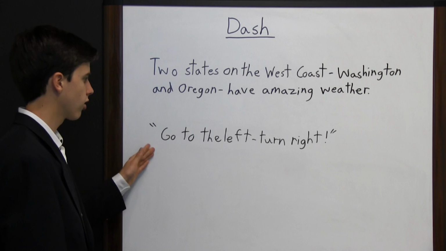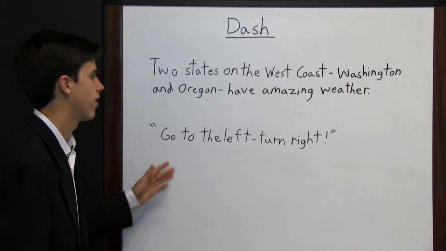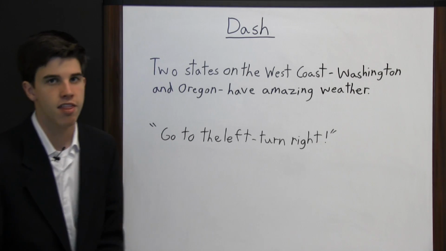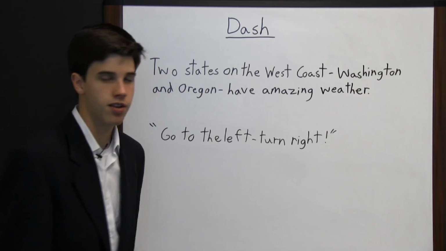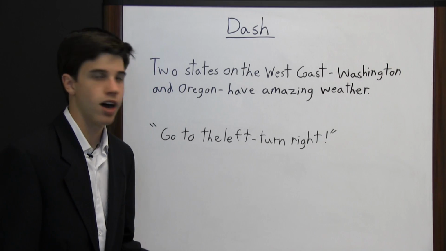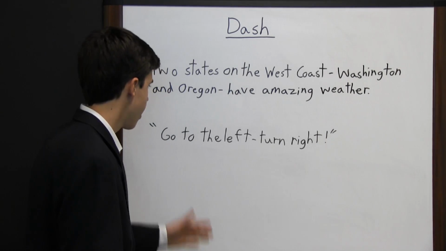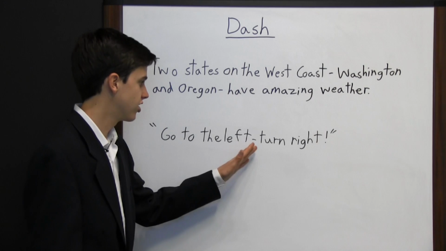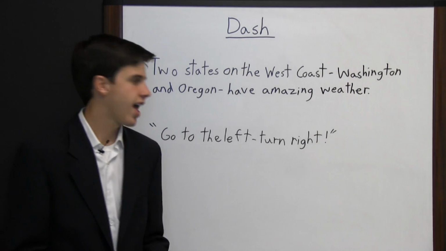Like right here, go to the left, turn right. So right here the speaker is telling the driver to go to the left, and then they pause for a second and realize that they actually need to go to the right, so they're saying turn right. So the dash right here is showing that the speaker thought for a minute, because otherwise the sentence wouldn't make sense without the dash, because the sentence would just read, go to the left, turn right. So the dash is needed here to show the reader that the speaker paused, thought about it, and then changed their mind.